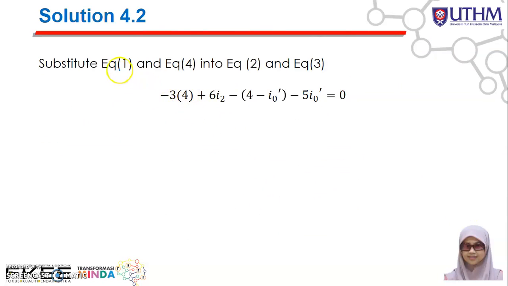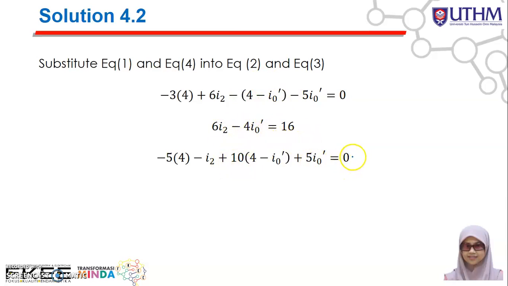After that, you just substitute your equation number 1 and equation number 4 into equations 2 and 3. After you substitute, 4 is your I1, and here is your I3. Then what do you get? 6I2 minus 4I0 prime equal to 16. So this is your equation 2.